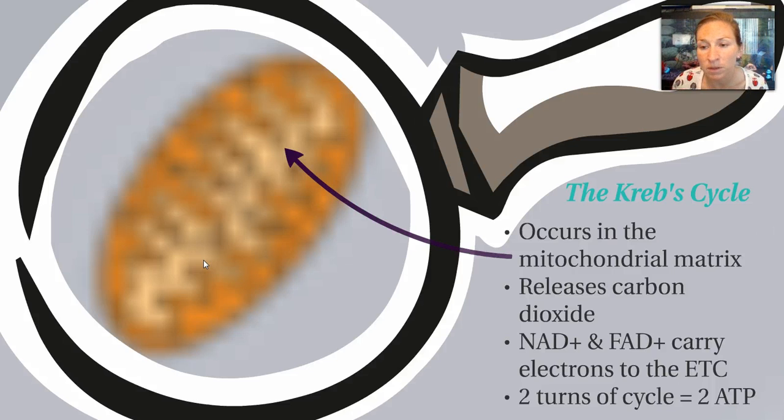Now, within the Krebs cycle, after that process is completed, the carbon dioxide will be released, so that's when you will release that carbon dioxide. And NAD plus and FAD plus, which are electron carriers, are going to move electrons to the electron transport chain, or the ETC. And 2 ATP are also produced after 2 turns of the Krebs cycle.